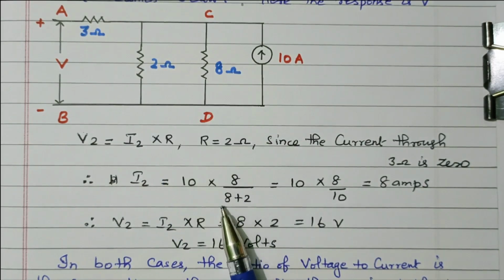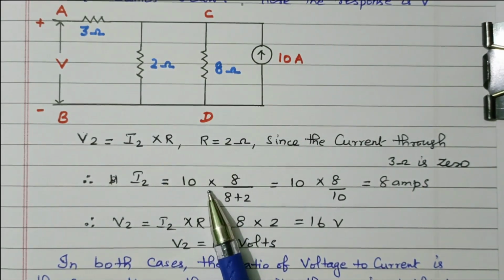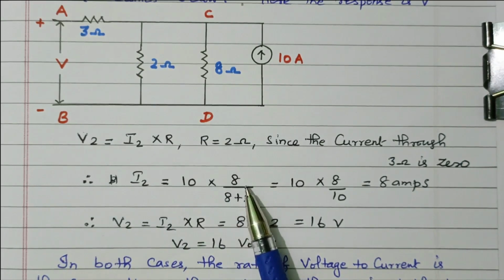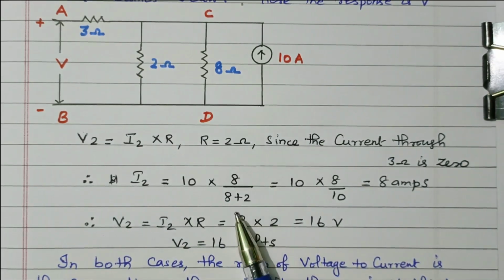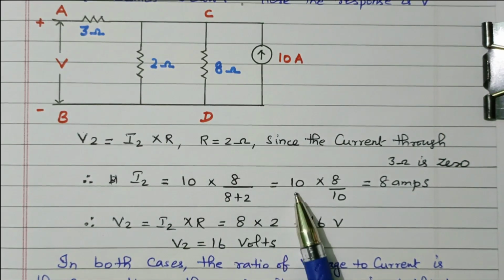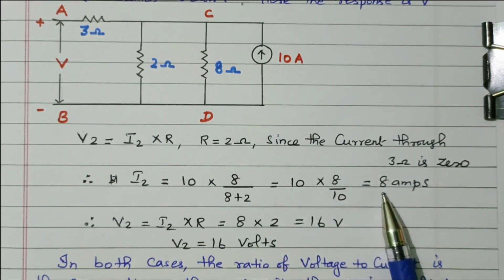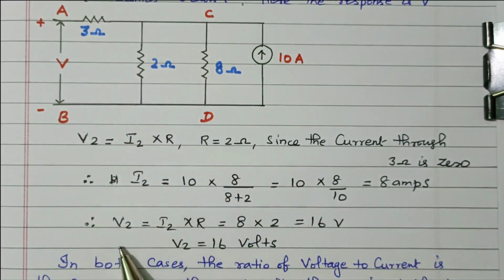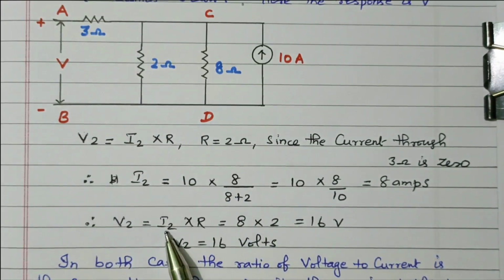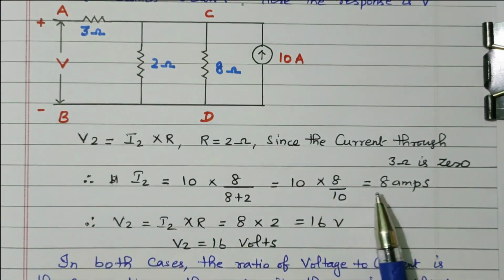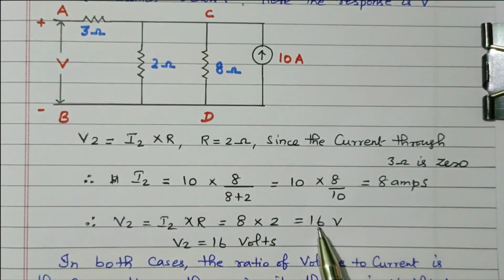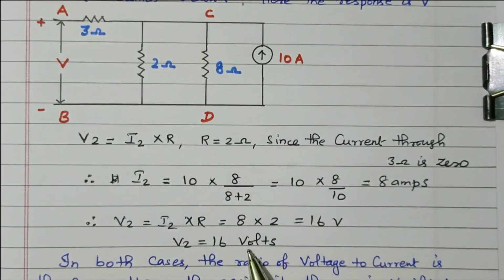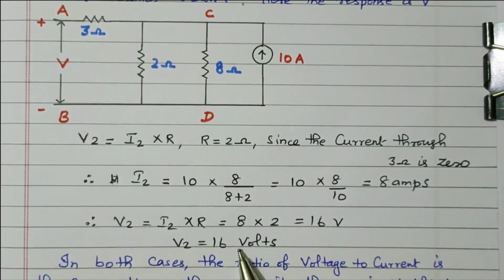So what we did is a similar thing: 10 ampere total current multiplied by the resistor of the other branch divided by the total resistance, that is 10 into 8 divided by 10, equals 8 ampere. 8 ampere is flowing through the 2 ohm resistor. So the voltage V2 equals I2 into R. I2 value is 8, what we calculated, into 2, 16 volts, right? So V2 is 16 volts. The same value we got in step 1, here in step 2 we got the same value, V2 equals 16 volts.